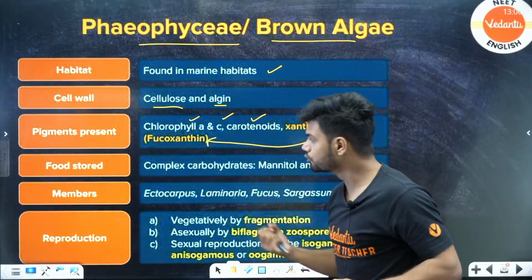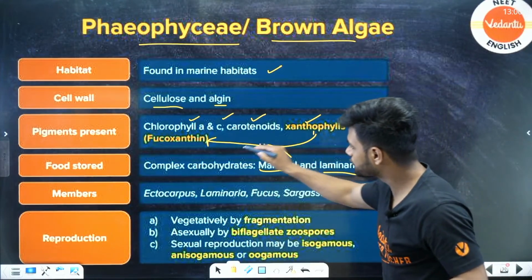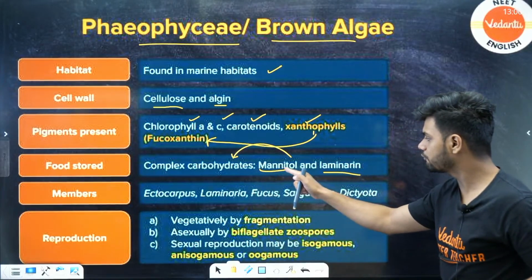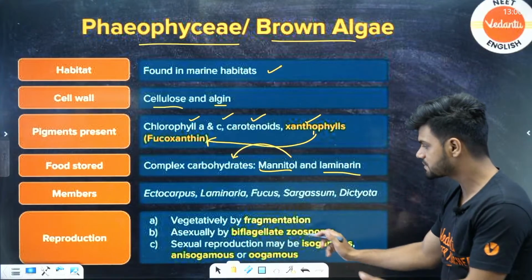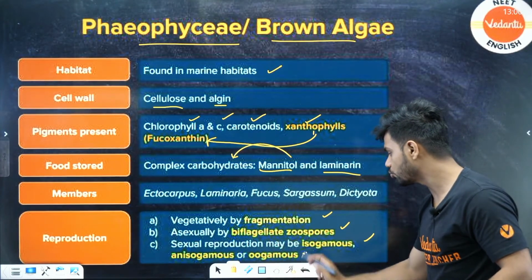Then we have food source material. We learned about mannitol and laminarin, which are types of carbohydrate. Examples are Ectocarpus, Laminaria, Fucus, Sargassum and Dictyota. Reproduction includes all three types: fragmentation, zoospores, and isogamous, anisogamous and oogamous sexual reproduction.